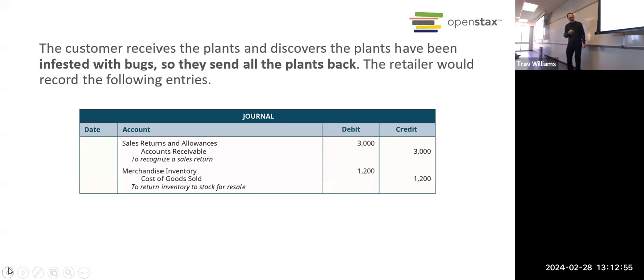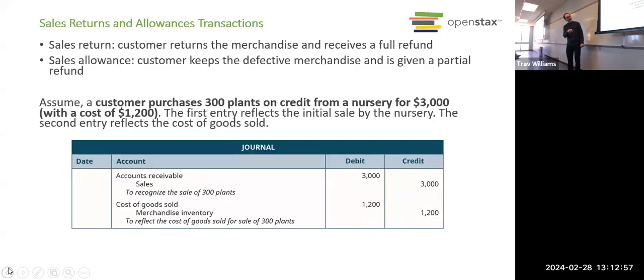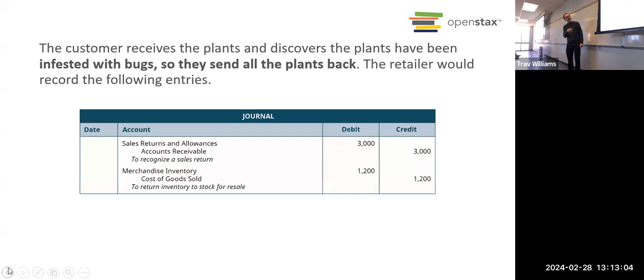And then with the original sale, remember we debited cost of goods sold and credited merchandise inventory. When the item is returned, we do the opposite. Because now our inventory goes up and our costs go down.